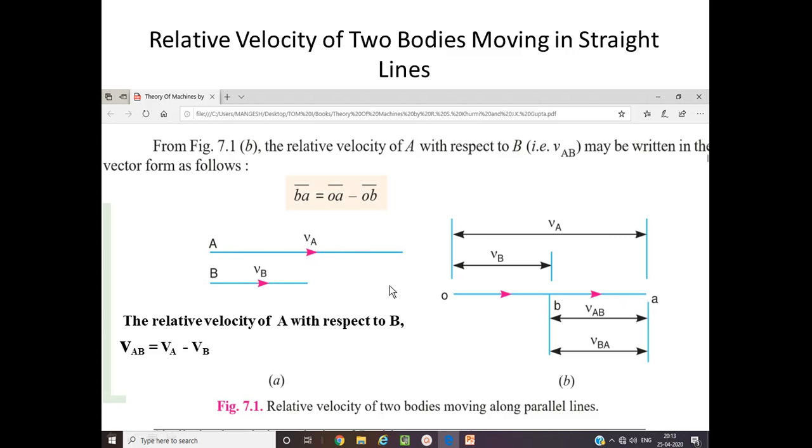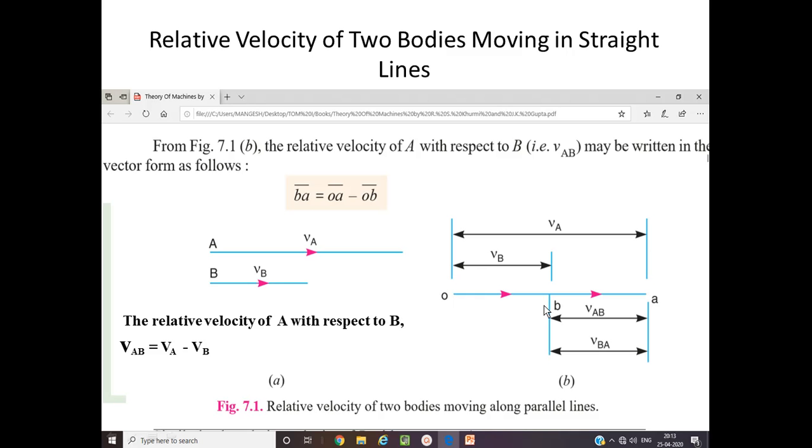And what is the velocity of B? Once again from the reference point O, this is representing the velocity of body A, the absolute velocity of body A, and VB is the absolute velocity of body B. So once again from the fixed point, I will draw one vector OB, which will be equivalent to the velocity of body B after converting into some suitable scale.